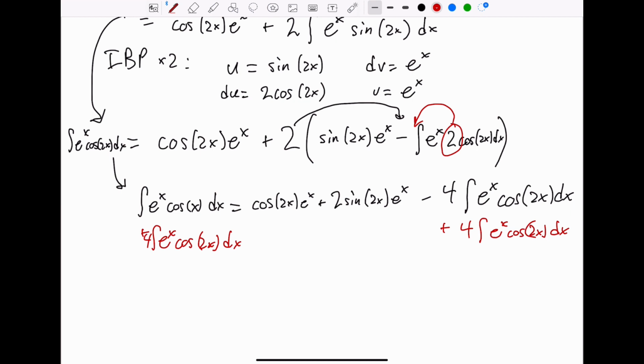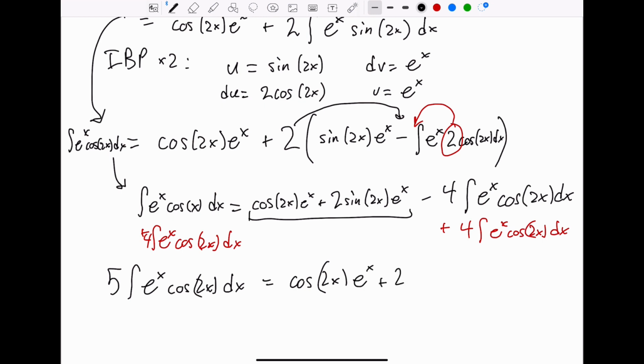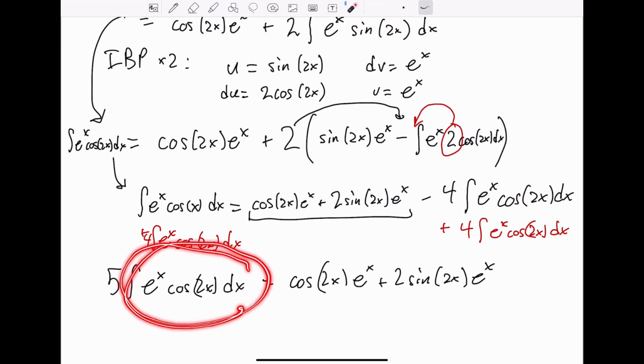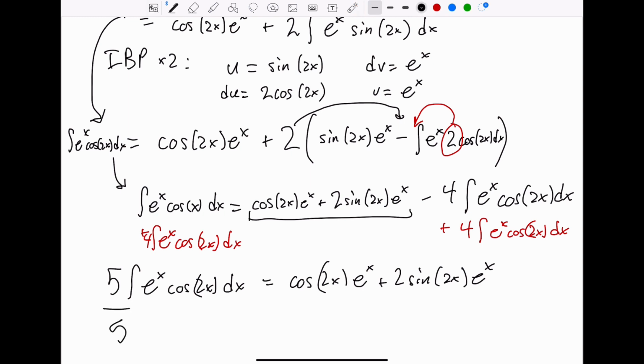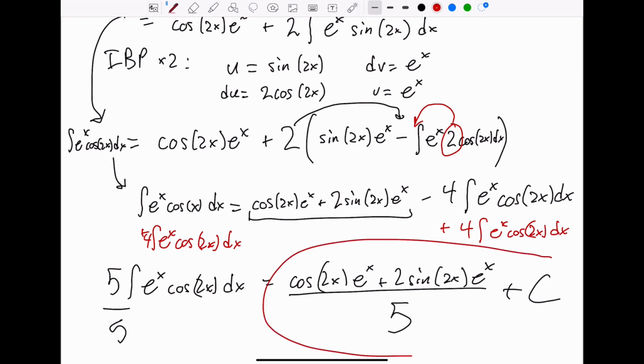On the left-hand side, I will have 1 plus 4, 5 times the integral of e to the x cosine of 2x. On the other side, I simply copy down what I had before: cosine of 2x e to the x plus 2 sine of 2x e to the x. And now this integral is where we started. That's the integral that we're trying to evaluate. If I simply divide both sides by 5, I can find the value. So divide by 5, add plus c. This is our final answer.